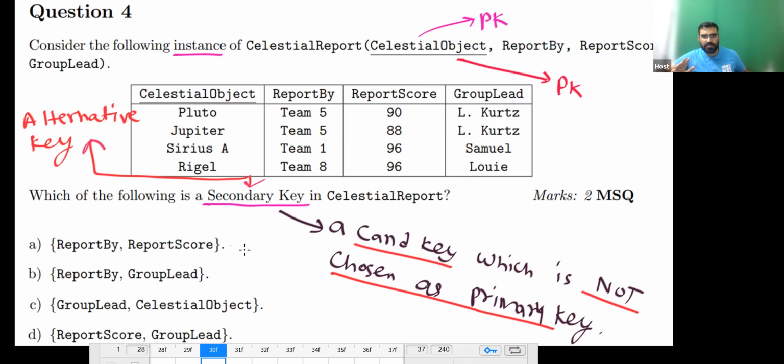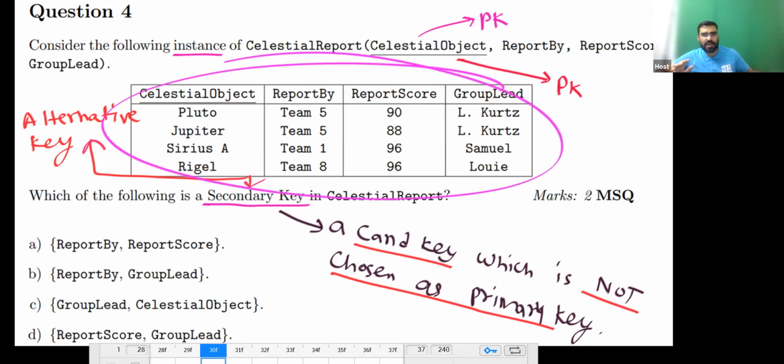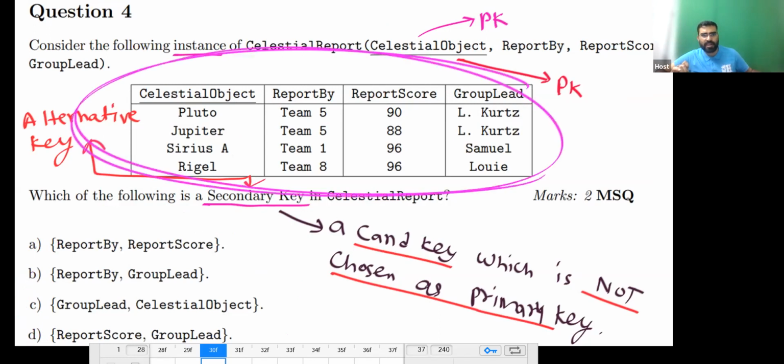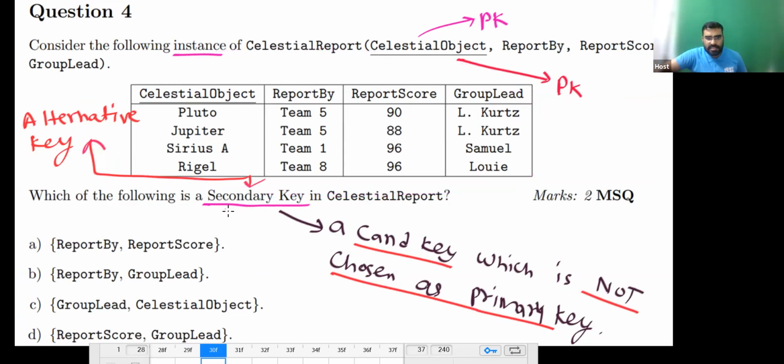From the options, what can you feel? You can feel that we have to find it out from the instance. Yes or no? From the options, you can get the feeling that from the instance we have to find out. So in the instance, tell me, is this a secondary key? Look at this. Report by, report score. You can notice there is no duplicate tuple, right?